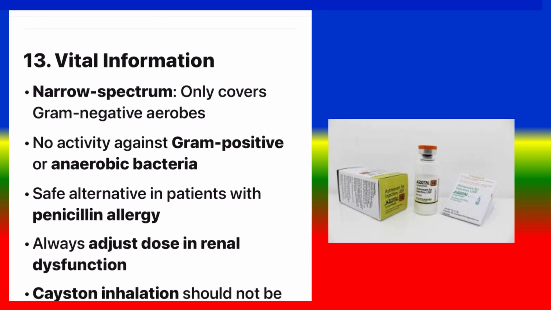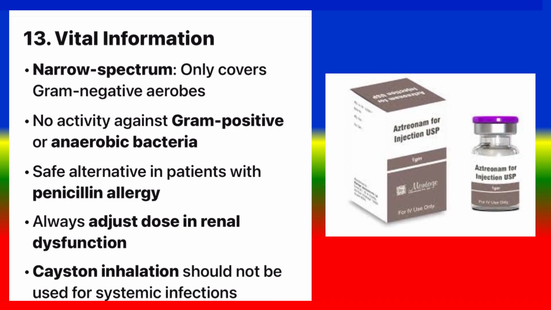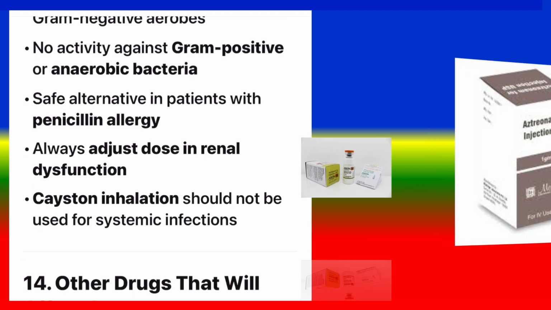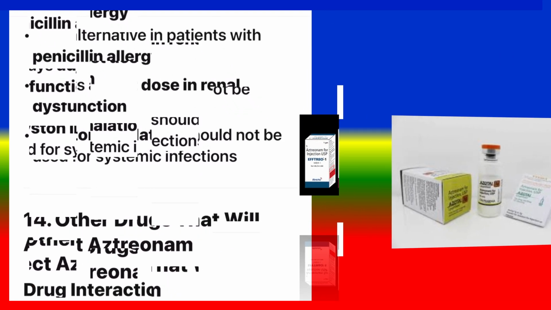Number 13, vital information. Narrow spectrum: only covers gram-negative aerobes. No activity against gram-positive or anaerobic bacteria. Safe alternative in patients with penicillin allergy. Always adjust dose in renal dysfunction. Cayston inhalation should not be used for systemic infections.